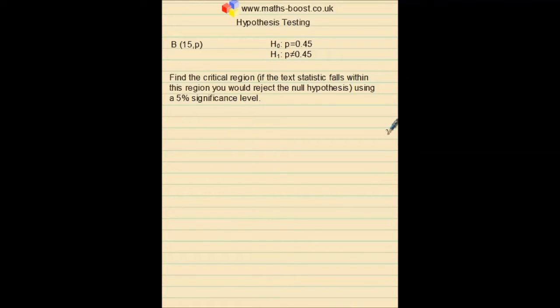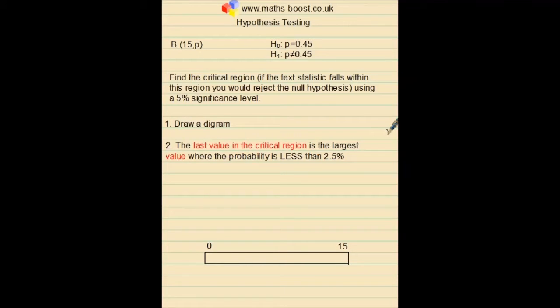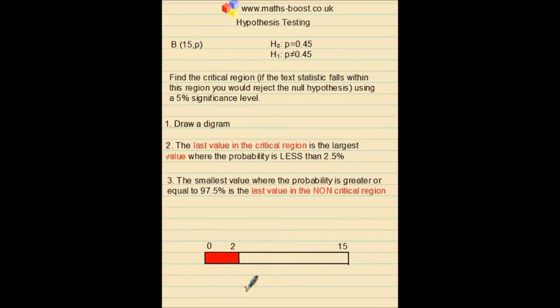So to summarise, step 1, draw a diagram. Step 2, using your calculator, find the largest value where the probability is less than 2.5%. And this will be the largest value in the critical region. Step 3, using your calculator, find the smallest value where the probability is greater than or equal to 97.5%, and this will be the last value in the non-critical region.